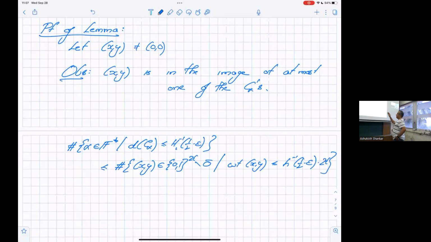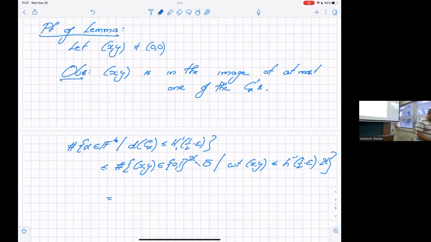Just because if it is bad, there must exist at least one. And this one can only account for that one being bad. It can't account for more than two of them being bad. Of course, this might be an over-bound, because if they're bad, there may be multiple of them, but still it's an upper bound on the number of bad P alphas. But this one we know exactly what it is.